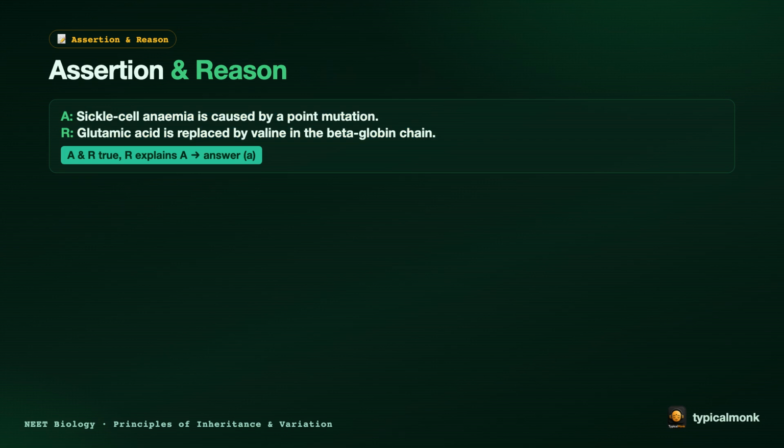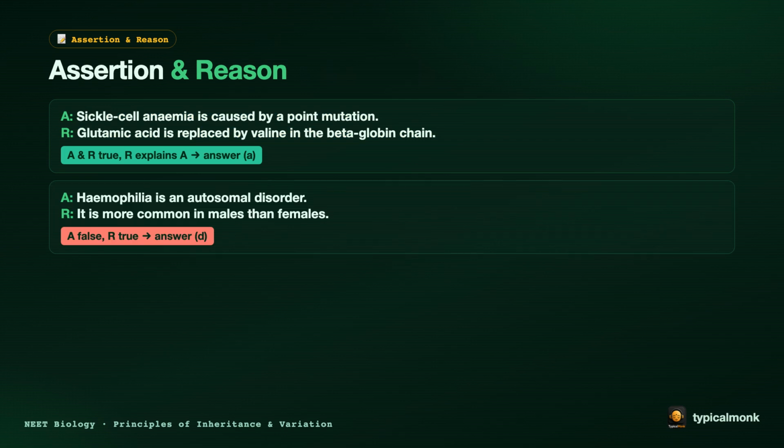Now the first drill, assertion and reason. Each time, ask, is A true? Is R true? And does R explain A? First, A: sickle cell anemia is caused by a point mutation. R: glutamic acid is replaced by valine in the beta globin chain. Both are true and R explains A, so the answer is A.